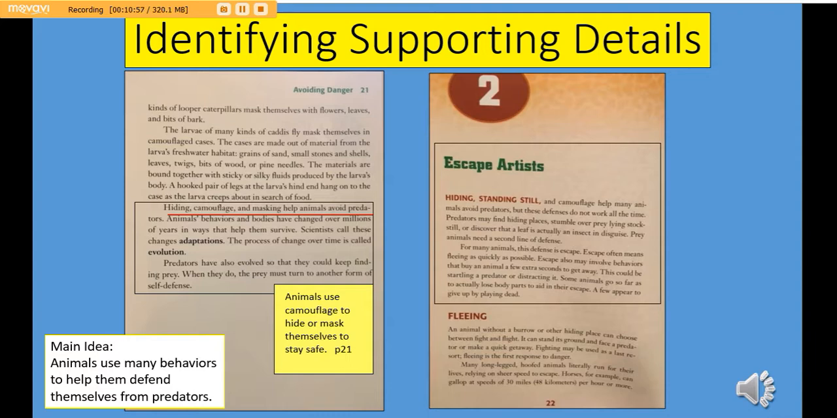After rereading the first section on page 22, I read that sometimes an animal's defense mechanism fails, but they still have the option to try to escape. And so I'm going to underline that part of the text. For many animals, the defense is escape. To paraphrase this, I'm going to say, if their first defense fails, animals will try to escape. And I'm going to put page 22 on that post-it note and put that in my book.